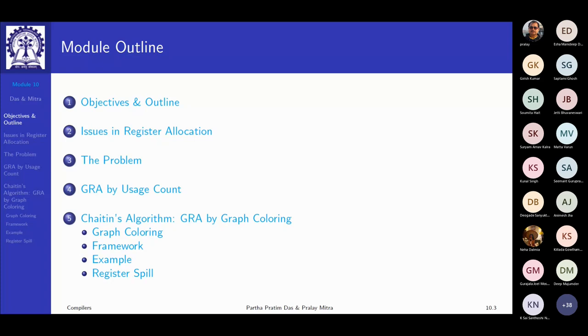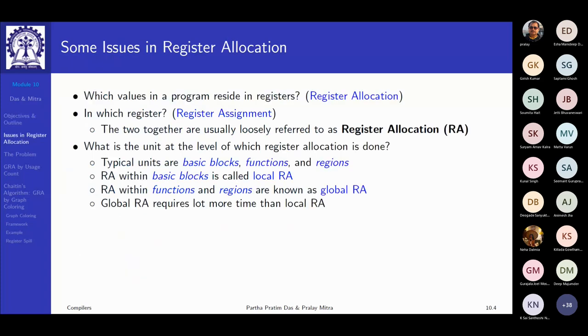So the register allocation problem is just to say which values in a program will reside in a register at different points of execution. This is known as the register allocation problem. So you can say that of the total set of values, the total set of variables at any point of time, what are the values which will have their copies in registers? That is the allocation problem.